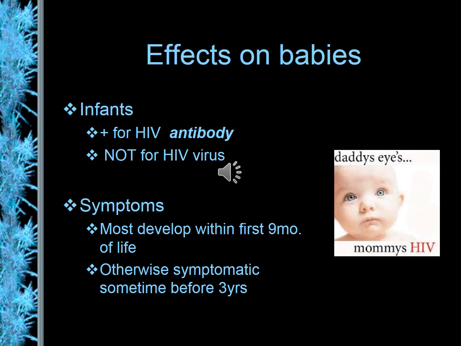Most children infected with HIV develop symptoms within the first 9 months of life, remember that. The remainder of those infected children become symptomatic sometime before 3 years of age. And children with their immature immune systems have a much shorter incubation period than adults. That's why they typically express symptoms of HIV or AIDS sooner.